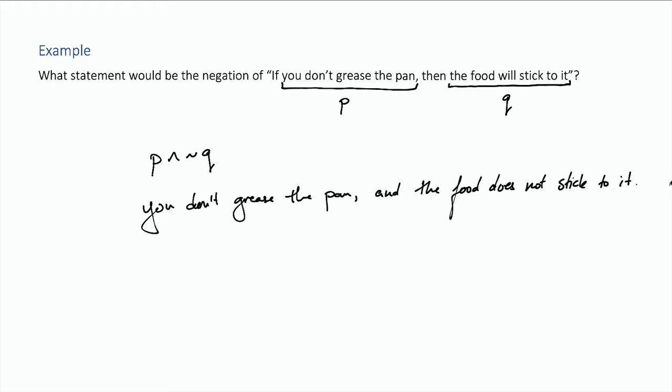In other words, suppose you're making dinner and someone says to you, if you don't grease the pan, the food's going to stick to it. If you wanted to prove that person wrong, you would hope for this situation. You would hope that you would not grease the pan and then hope that the food doesn't stick to it. And then you will have proven that person wrong.